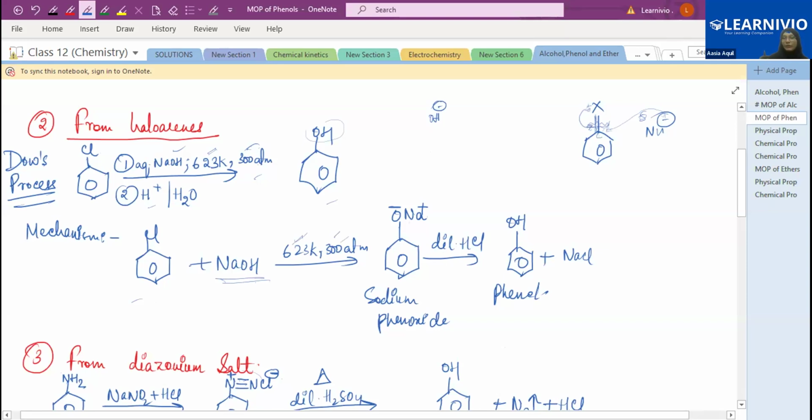Now, when you give dilute HCl, which means water is also present, what will happen? This Na will combine with the Cl and NaCl will be formed as a byproduct, because HCl will dissociate to form H plus and Cl minus. This oxygen has a negative charge, so the hydrogen will come and attach to this oxygen, and the sodium has a positive charge, so it will attach to the chlorine. So sodium chloride and your phenol will be formed. Is the mechanism clear?